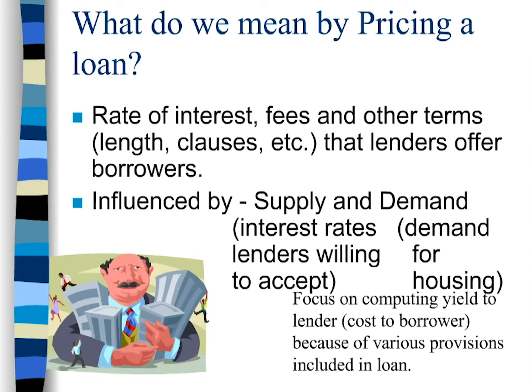So what do we mean by pricing a loan? When we say pricing a loan, we want to figure out what would be the interest rate, the fees, and any other terms. The length, is it 15 years, 30 years, 40 years? What are the clauses? Are there prepayment penalties and so forth that lenders offer to borrowers? Specifically right now we're looking at just fixed rate mortgages.